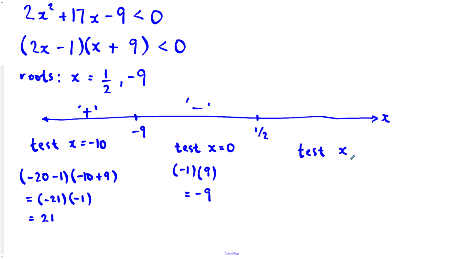Test. x is 1. 2 minus 1. 1 plus 9. And that gives us 1, and that gives us 10. So indeed, this is a positive interval.